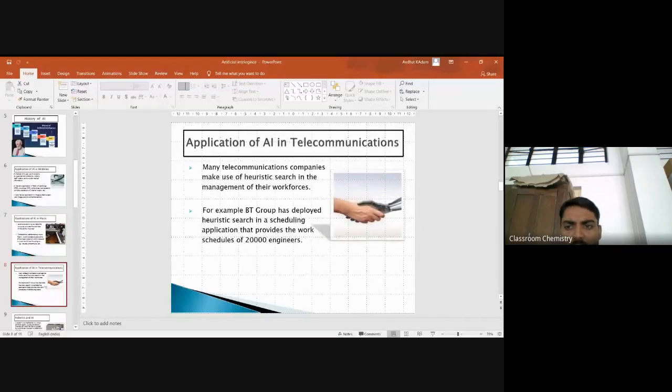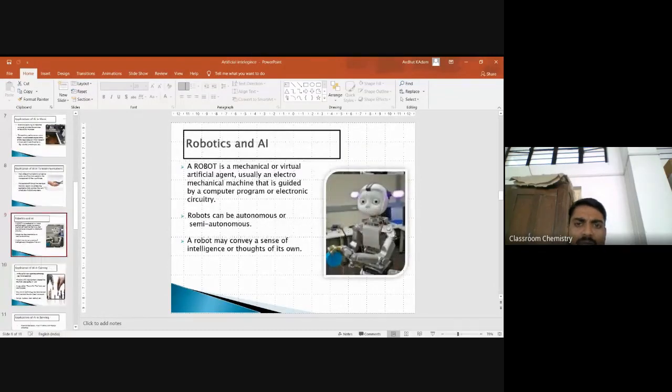Then applications in telecommunications, it is related to robotics. A robot is a mechanical or virtual artificial agent, usually an electromechanical machine. All of you have seen the robot movie, and you have an idea regarding this robot movie, what Rajinikanth performed, or Rajinikanth made a robot and how they perform. That is guided by computer program or electronic circuits. Robots can be autonomous or semi-autonomous.